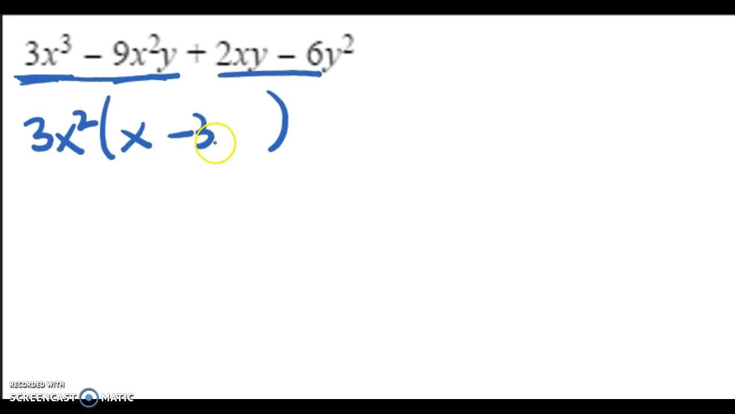The x squared would be taken care of, but I need a y chilling out inside of there to get 3x squared y. So that's a GCF. There's nothing in common between these two things. I'm confident that's correct. Moving on to the second group, looking at these coefficients, 2 and 6.